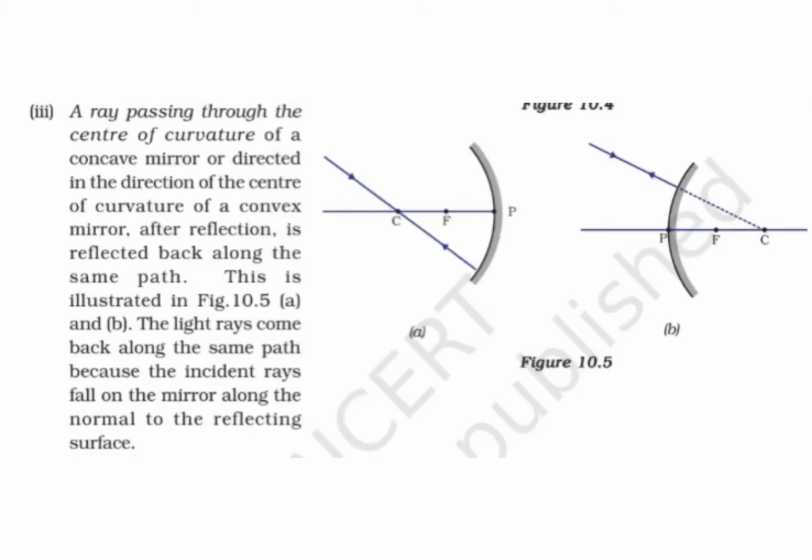Now, according to first law of reflection, angle of incidence is equal to angle of reflection. So here angle of incidence is 90-degree. So angle of reflection is also 90-degree, and because of that it is following the same path. Here you can see in the diagram that a ray passing through C is getting reflected from same path from the concave mirror, and in figure B you can see that a ray which is passing through C is getting reflected from same path through convex mirror also.